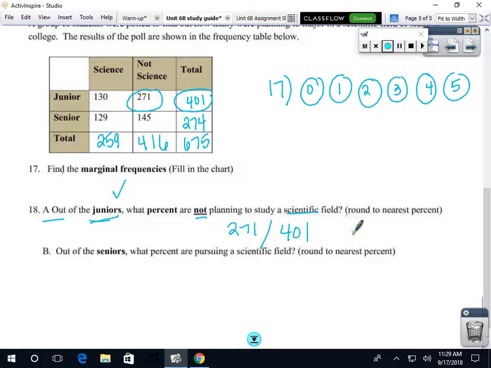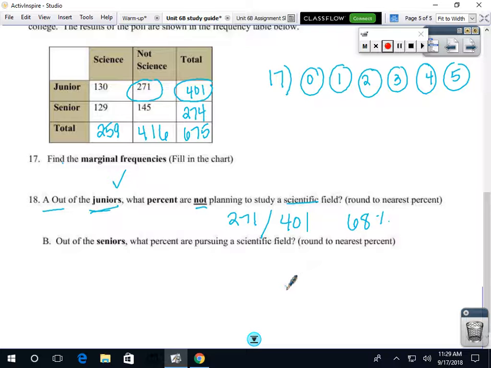Okay, because what's the number after 7? Okay, so 68% is right. Okay, now B. Out of the seniors, what percent are pursuing a science field? Well, 129 is the seniors that are doing science out of the seniors, which is 274. And what percent is that? 47%? Yeah, 0.47 as a percent would be 47%.